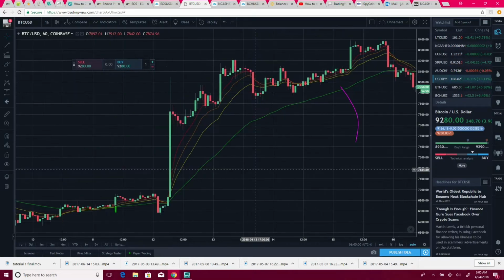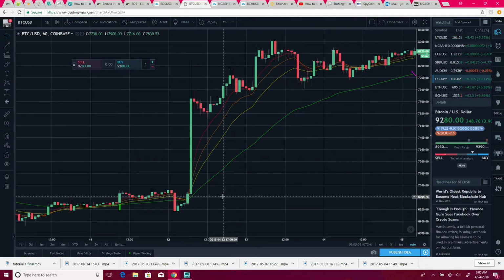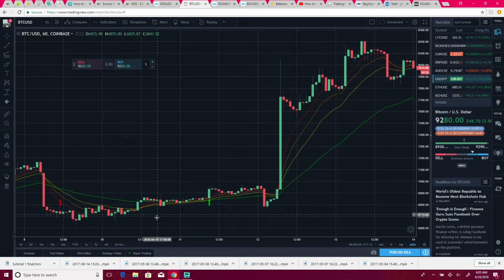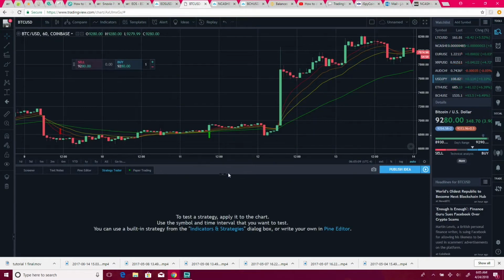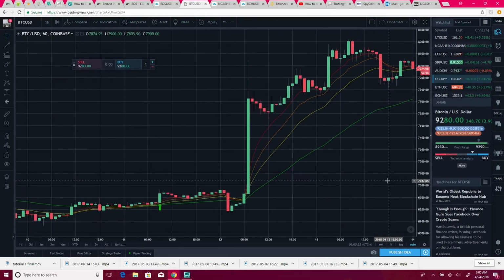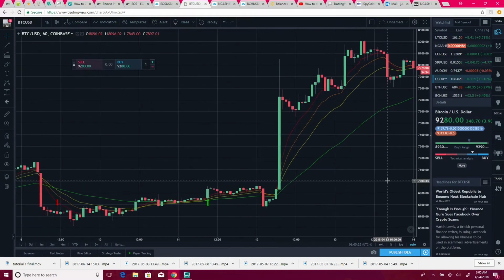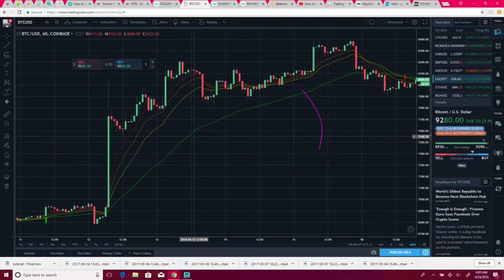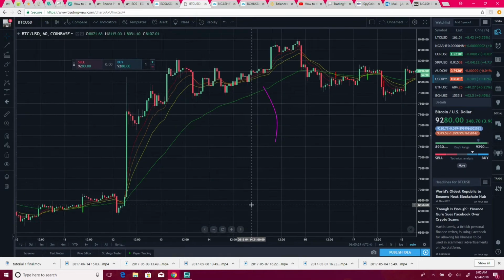And if I zoom in here, you can see it actually tells you where to buy and where to sell. It gives you the signal based on this strategy that you have charted. See where the green arrow is? That's signaling a buy. I'll get into different strategies later.